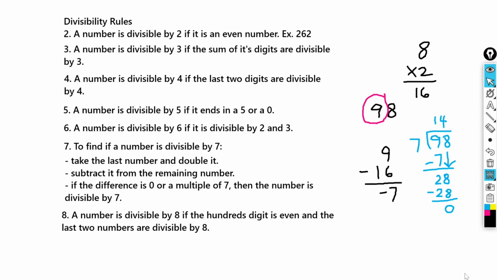Okay, a number is divisible by 8 if the hundreds digit is even and the last two numbers are divisible by 8. So let's get rid of this stuff here.